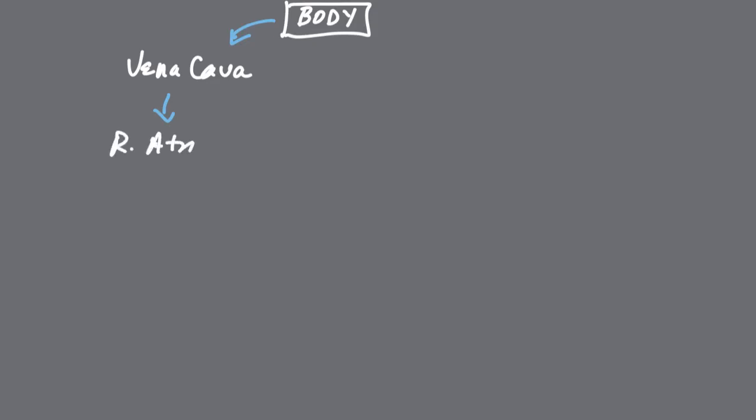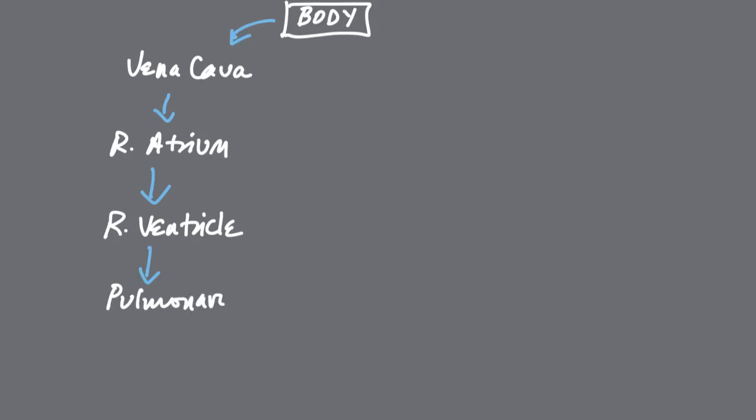Let's review the pathway of blood through the heart. We start with the body, which brings deoxygenated blood back to the heart via the vena cava. The vena cava enter into the right atrium, and from there the blood flows into the right ventricle. The right ventricle pumps the blood into the pulmonary trunk, and from the pulmonary trunk, the deoxygenated blood flows into the pulmonary arteries and on into the lungs.